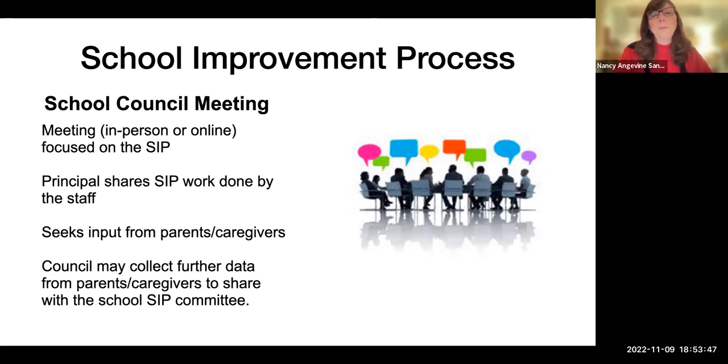The school council may also collect further data as the year goes along. The SIP isn't done within a time frame. The organization of the SIP has changed a little so that it's a living document that grows and changes as the school year progresses. And councils should have a way that they could collect more data from parents and caregivers and share that data with the school's SIP committee.